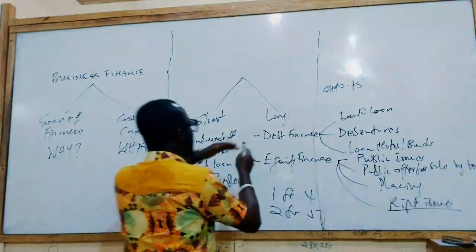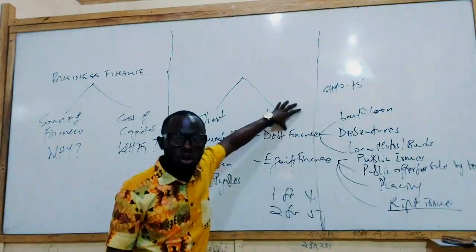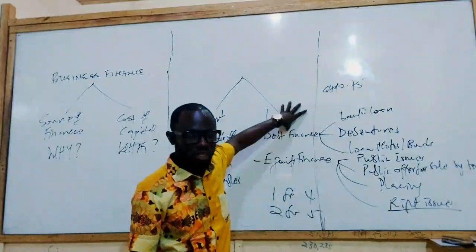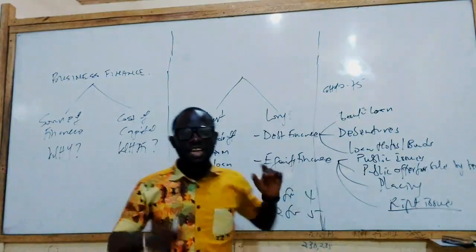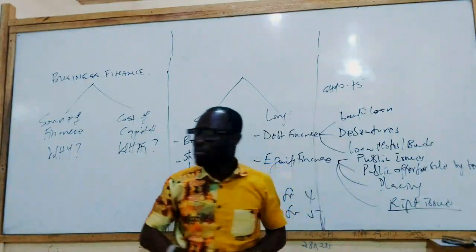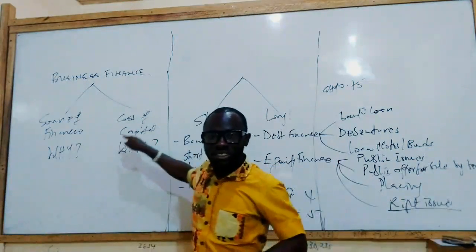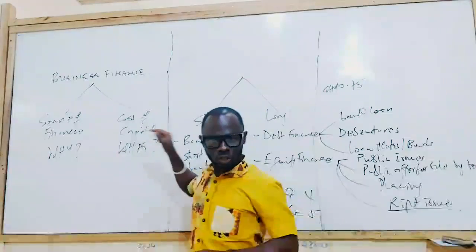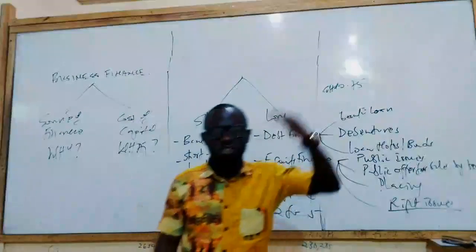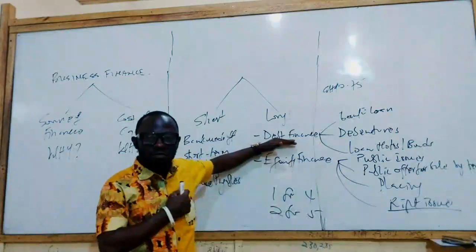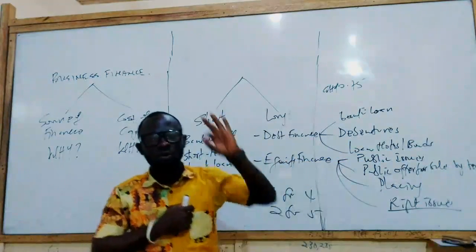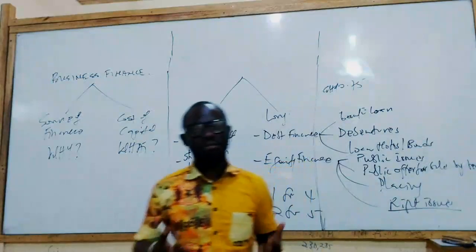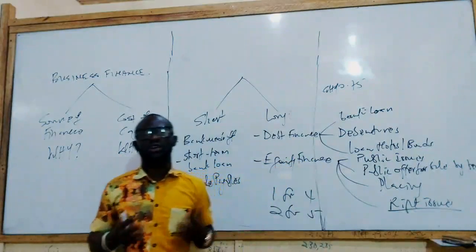So that is the second thing you must understand about long-term sources of finance. Remember, as we are dealing with all of these things, where do we get the money from? The second aspect is, what is the cost of that money? What is the cost of the capital? If you are using debt finance, what is the cost of the debt? If you are using equity finance, what is the cost of the equity? That must be taken into consideration very well.